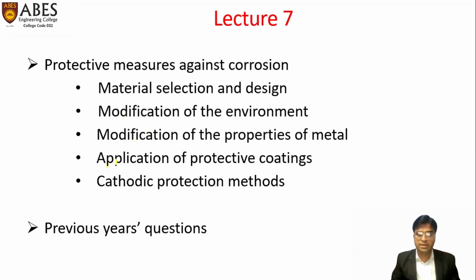After that, we shall understand the significance of protective coatings, and then we shall discuss some specific methods of prevention of corrosion. Those are called cathodic protection methods. Here we shall discuss about sacrificial anodic protection and impressed current cathodic protection method. At last, we shall discuss about a few questions which have appeared in previous year's examination and related to the contents of lecture 7.